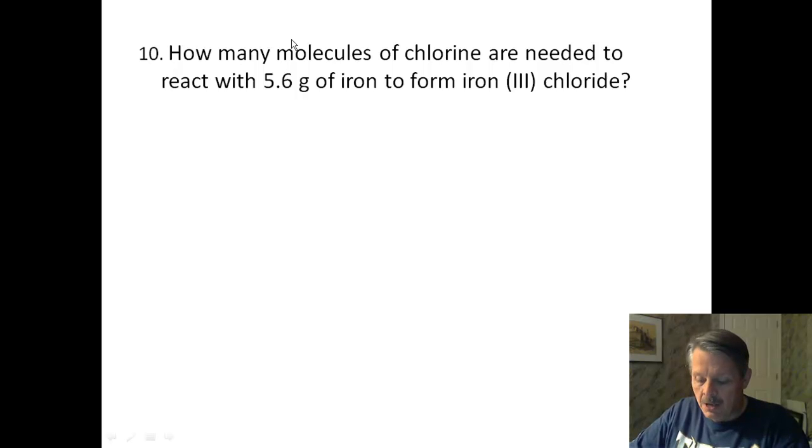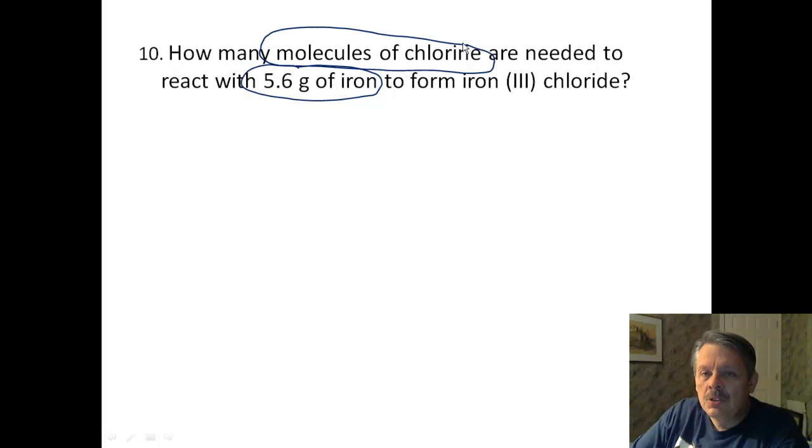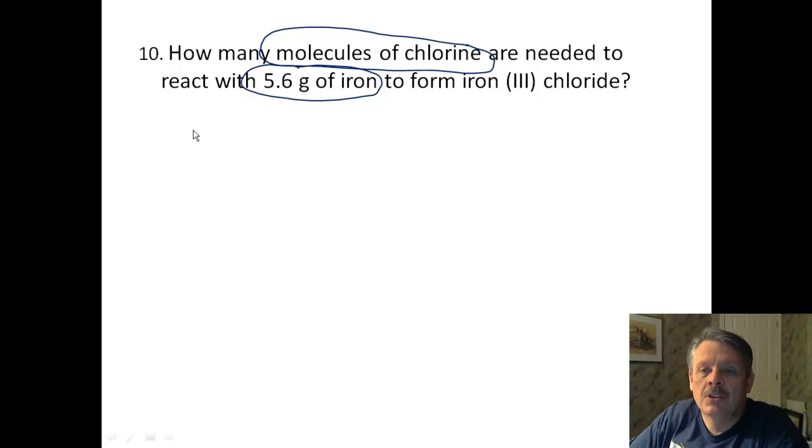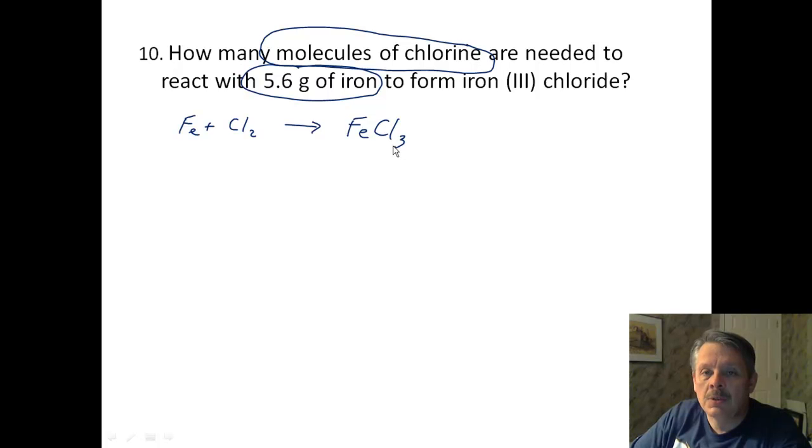All right, only a couple left. Here's number 10. How many molecules of chlorine are needed to react with iron to form iron 3 chloride? Those are the two things I care about, but I still need to create a balanced chemical reaction. So I take iron and react it with chlorine gas, which is Cl2, a Brinkel-Hoff element, and it produces iron 3 chloride, which is FeCl3. So this is simply a combination reaction.